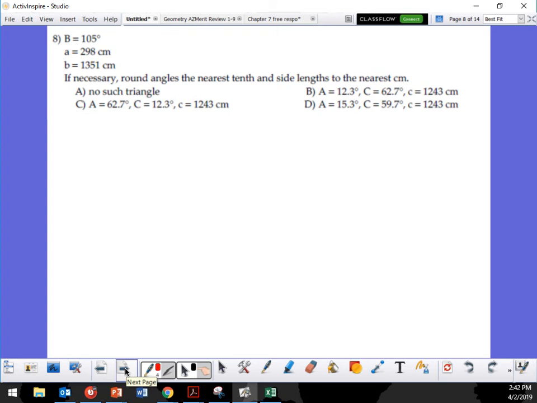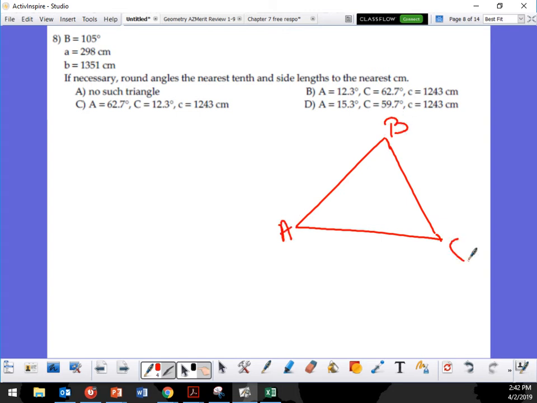Start off by drawing a triangle. All right. Big B is 105. Little a is 298. Little b is 1351. Wow, that one's big.